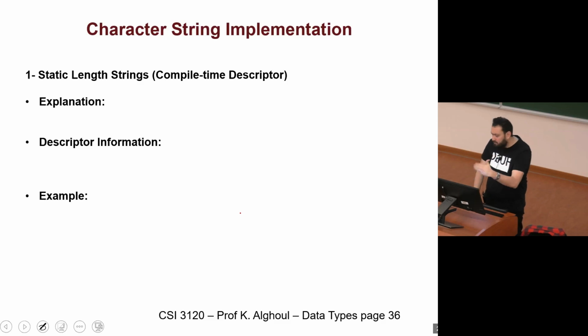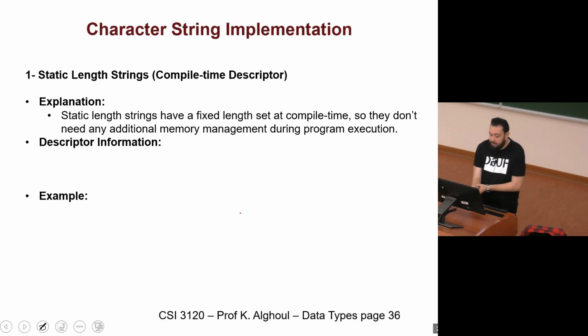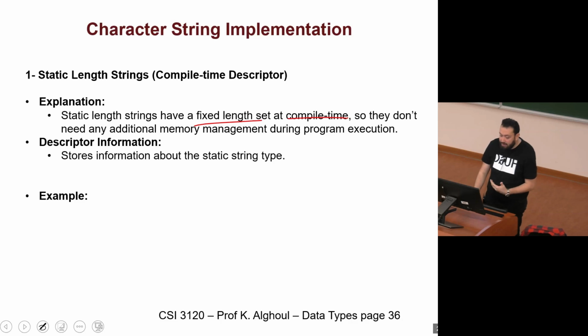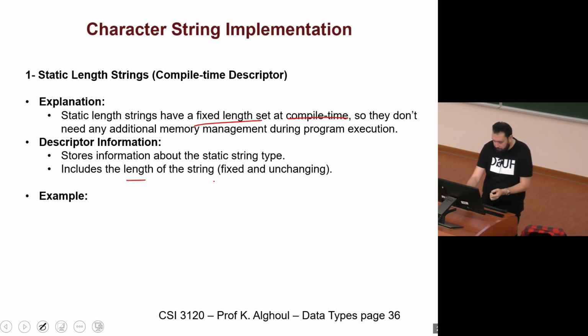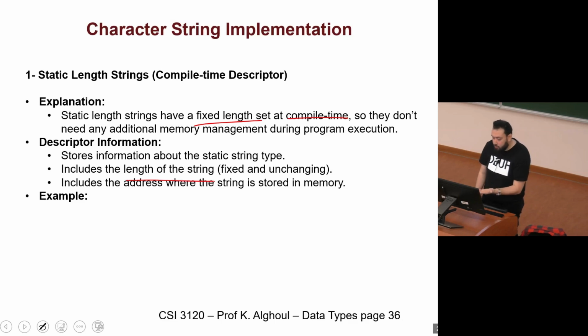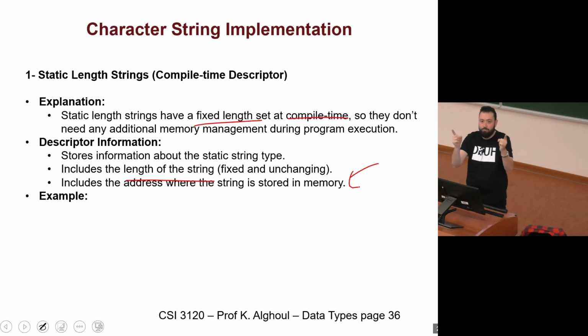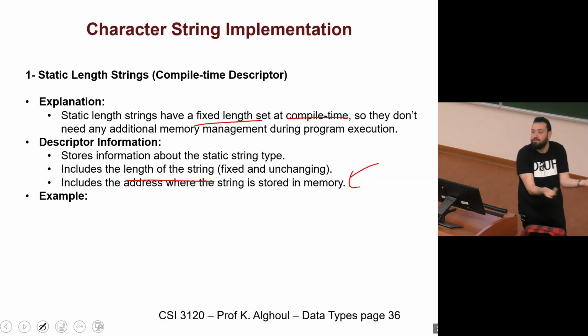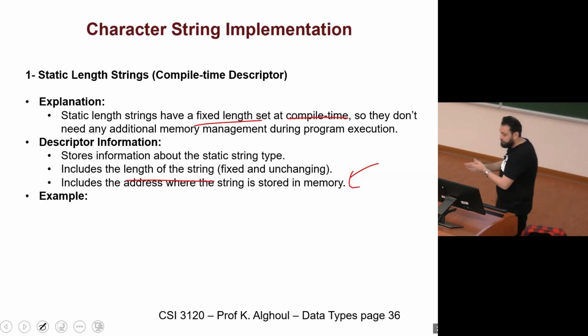So if I want to explain it step by step with you guys, the static length strings explanation is: static length strings have a fixed length. It's at compile time. So these are the two main things. They don't need any additional memory management during program execution. And the descriptor information, what do I need to put in the descriptor for the program to be able to read it? Information about the static string type, and then the length of the string, and also the address where the string is stored in memory. This is also very important because I'm putting the length. Let's say my array is length 10, but where is it? Is it in this room? It's in the memory, so I need the address to the memory.